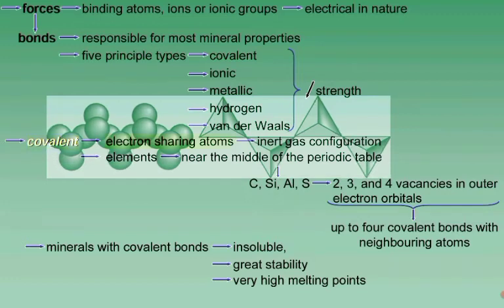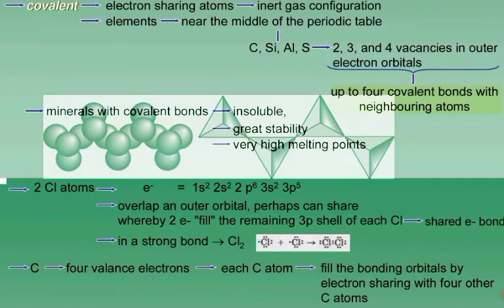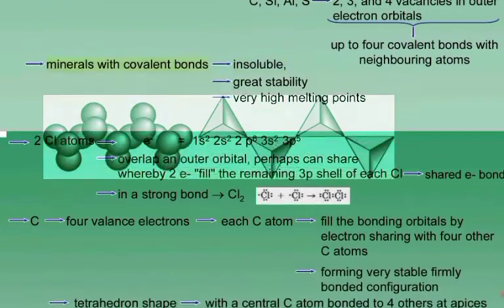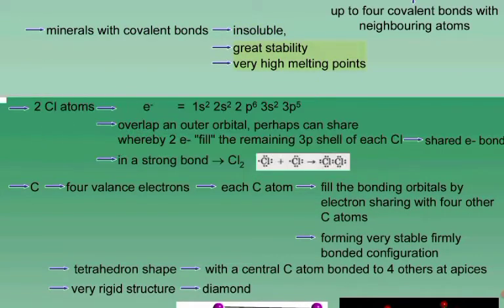Covalent: electron sharing between atoms, achieving an inert gas configuration. Elements near the middle of the periodic table, e.g., C, Al, Si, have 2, 3 and 4 vacancies in outer electron orbitals, allowing up to 4 covalent bonds with neighboring atoms. Minerals with covalent bonds are insoluble, with great stability and very high melting points.